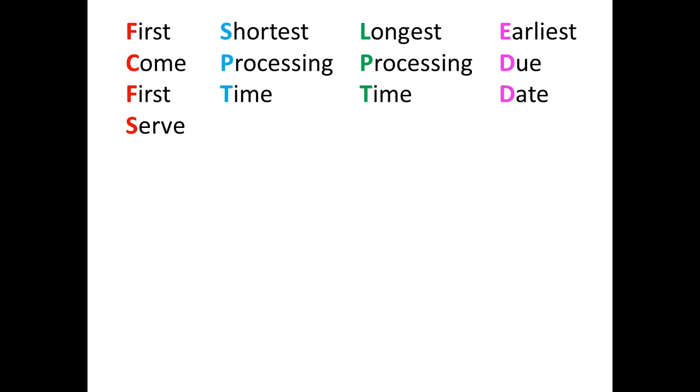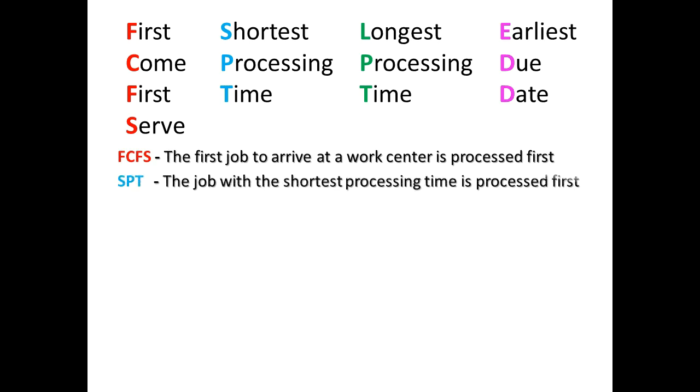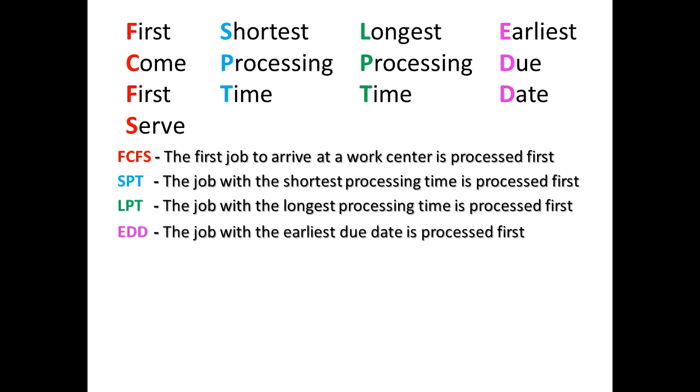For the first come first serve, the first job to arrive at a work center is processed first. For shortest processing time, the job with the shortest processing time is processed first. For longest processing time, the job with the longest processing time is processed first. And for the earliest due date, the job with the earliest due date is processed first.